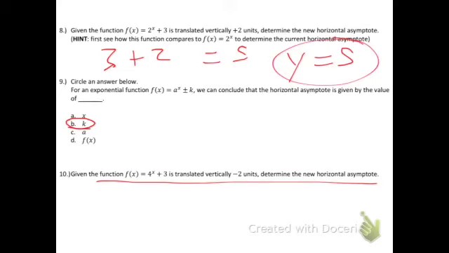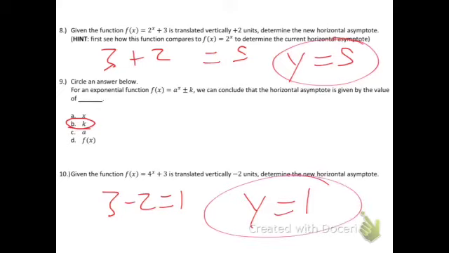If you've got a function like this that right now has a horizontal asymptote of positive 3, and you shift it down 2 units, you're going to have 3 minus 2 being 1. Our horizontal asymptote is going to be y equals 1. And that side's done.